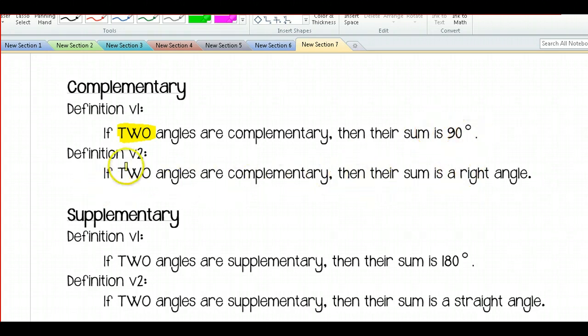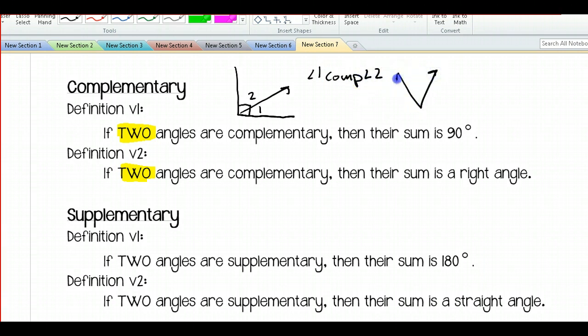So again, two. Now keep in mind that it can be two angles that are sharing a vertex like this. So we have a right angle. So here's angle 1 and angle 2. They would be complementary, and we would write angle 1 is complementary to angle 2. Or I could have an angle over here, angle 3, and another angle over here, angle 4. And if the sum of those two angles was 90, we would also say that they were complementary. So they can share a vertex, or they don't have to share a vertex.